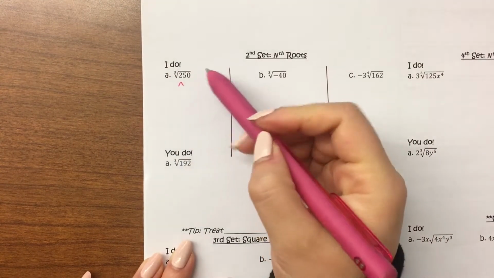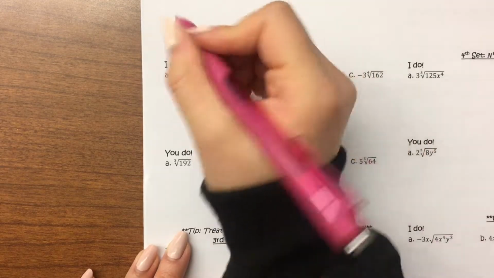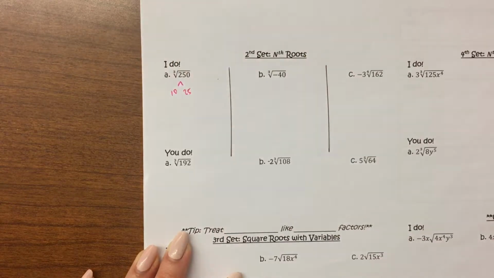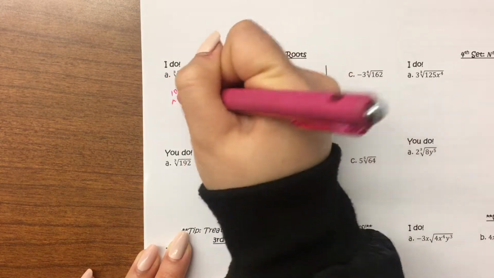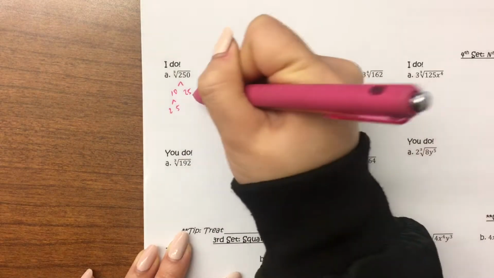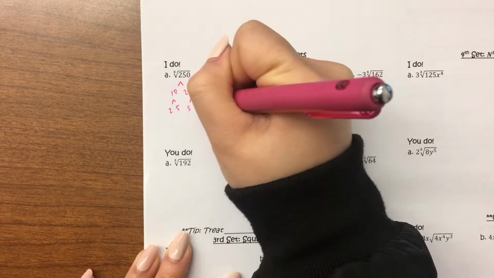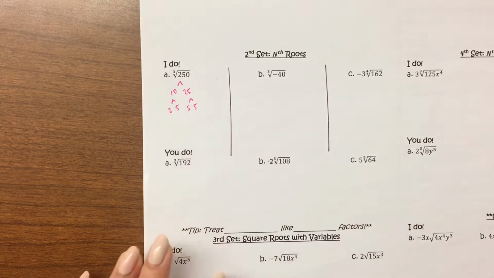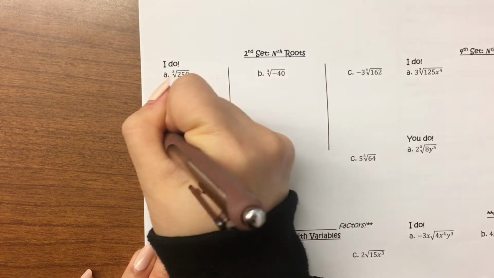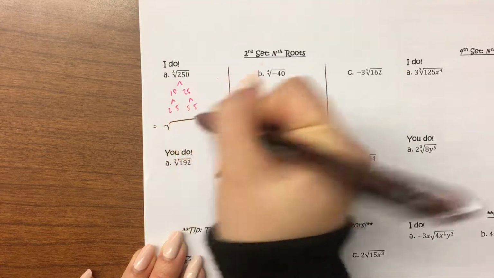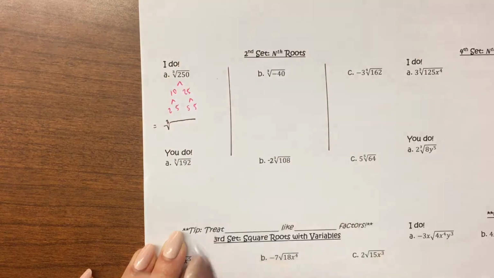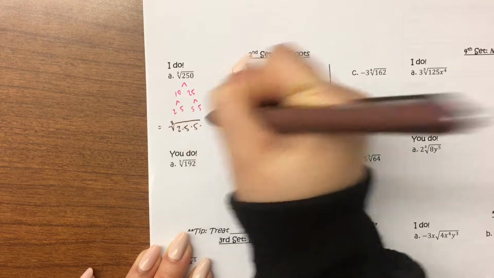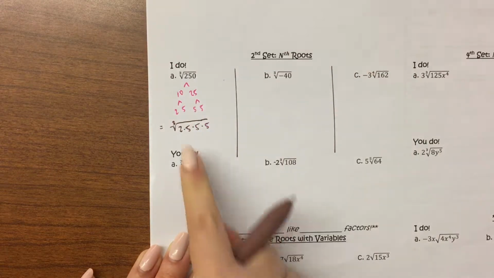I see a 0 at the end, so I know I can divide this by 10. So 250 can be broken down into 10 and 25. I can break down this 10 into 2 and 5, and this 25 into 5 and 5. I can't break these down anymore, so I'm going to leave it as is. I'm going to go ahead and rewrite my cubed root. Don't forget the index of root. As 2 times 5 times 5 times 5.